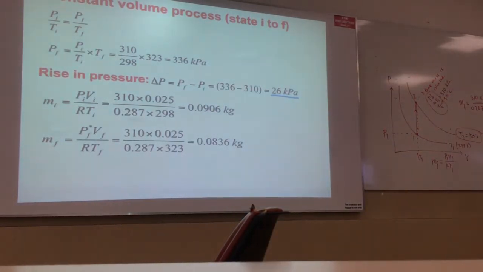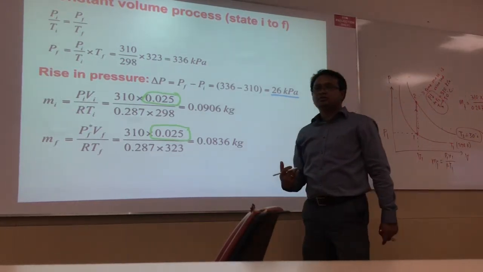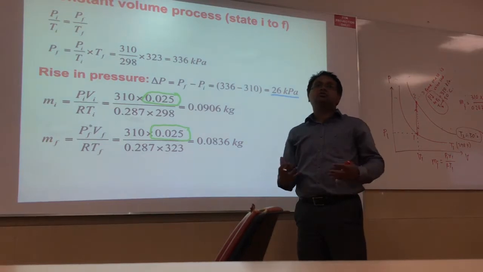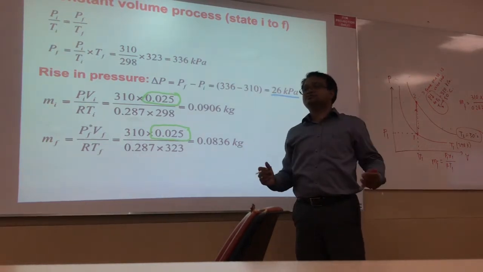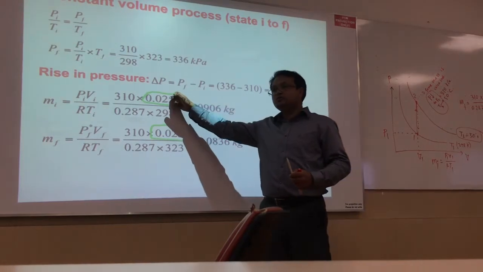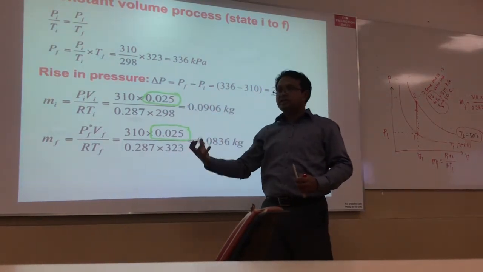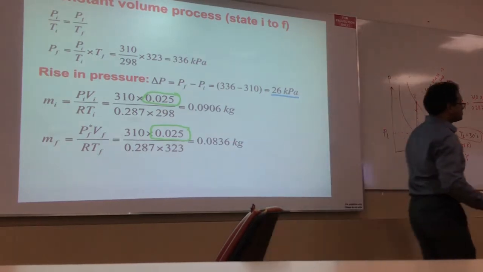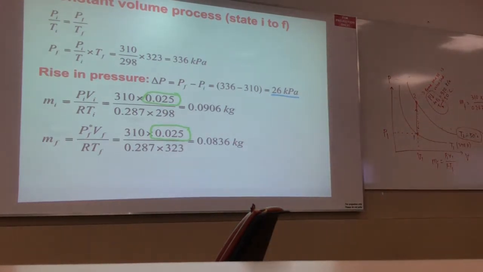So what can I do here? Initial mass I can calculate: Pi Vi by RT. So this is Pi. Vi is fixed, because it is the volume of the air, a fixed volume. It doesn't change. It's the tire volume, right? Because the molecules occupy the whole tire. That's why this volume is fixed. It doesn't change, even though you release air from the system.